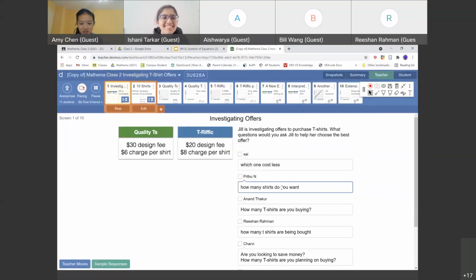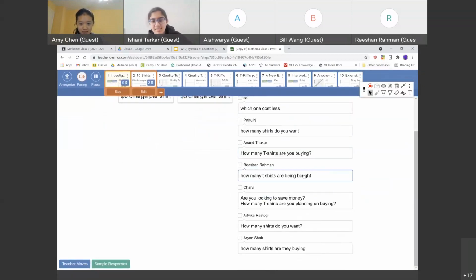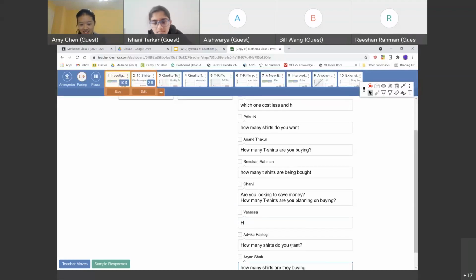How many shirts do you want? How many t-shirts are you buying? How many t-shirts are being bought? Are you looking to save money? How many t-shirts are you planning on buying? How many shirts do you want? How many t-shirts do you want?